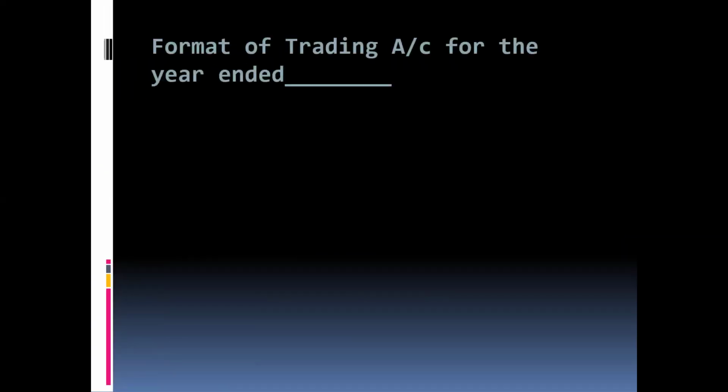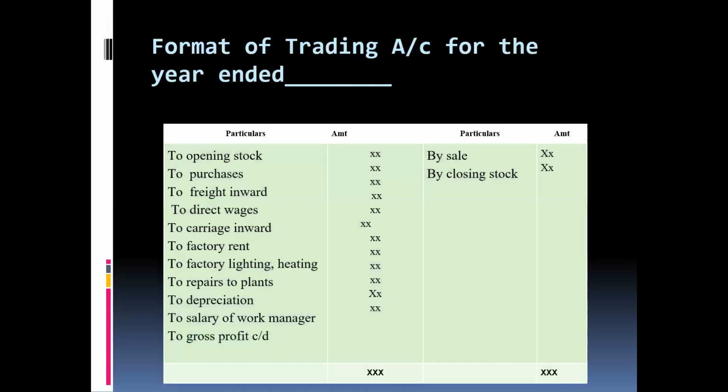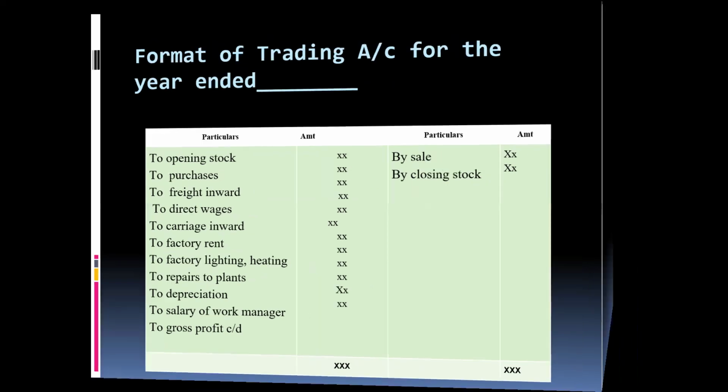Let us understand the format for the trading account. As we have discussed, in the trading account we record all the transactions of direct expenses. You can see here in the format: opening stock, purchases, freight inward, direct wages, carriage inward, factory rent, factory lighting, heating, repairs to plant, depreciation of plant, salary of works manager, sales, closing stock. All the direct headings and expenses are recorded in the trading account.